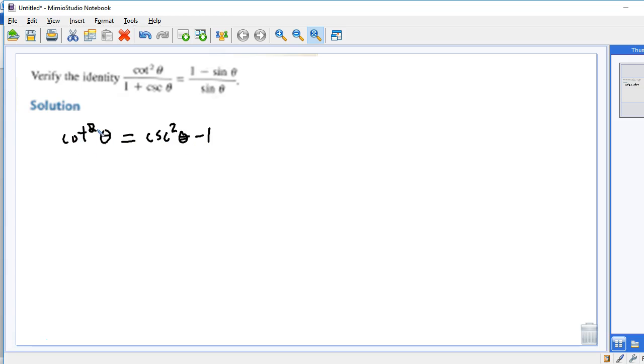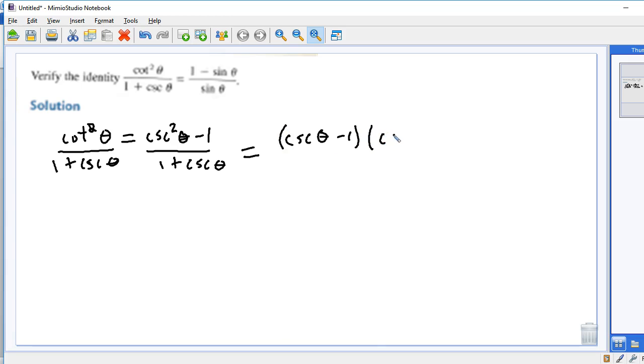Okay, so now I've got a problem because I have this over 1 plus cosecant theta. Right, so now I have cosecants and 1s, but I don't have them canceling out yet because I have to do the whole numerator and the whole denominator. Alright, but what I can do is, with cosecant squared theta minus 1, these are actually both perfect squares. So I can say this is cosecant theta minus 1 times cosecant theta plus 1.